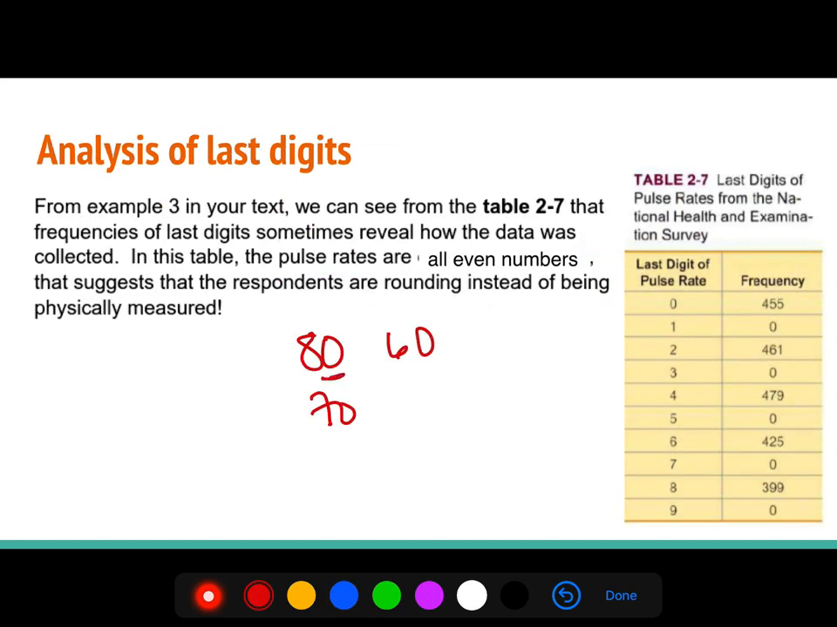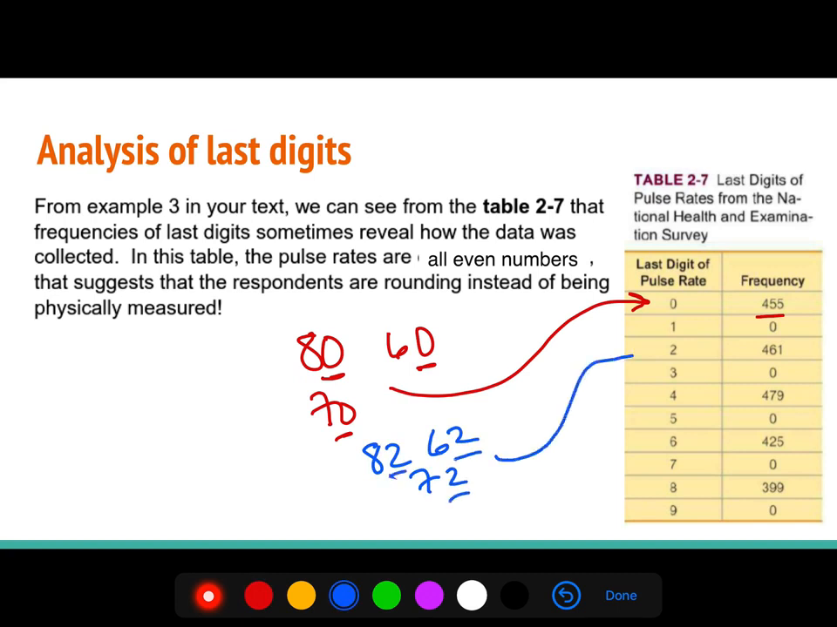Now here's where we use analysis of last digits. So people took their pulse, and let's say we had numbers like 80, 70, 60. Those all end in 0, so they went in this category. 455 people had something that ended in 0. Now let's say that somebody had a pulse rate of 82, 62, or 72. Those all end in 2. So they went in that category. There were 461 of them.